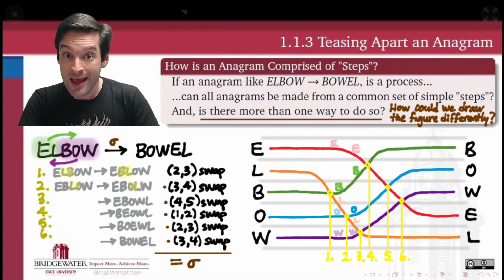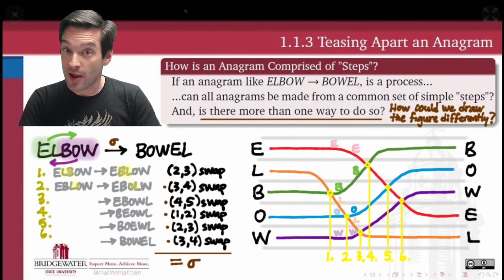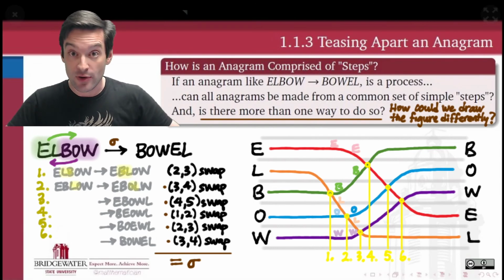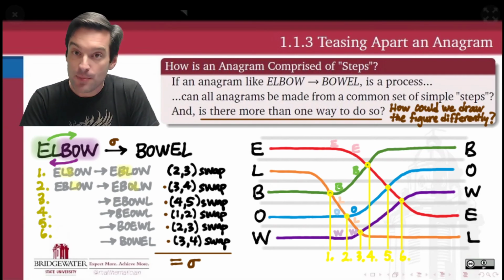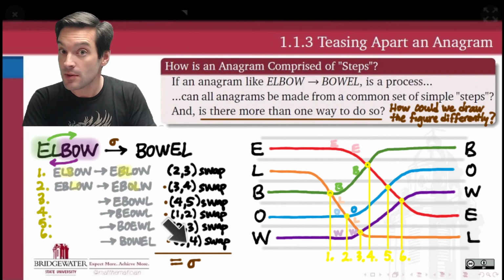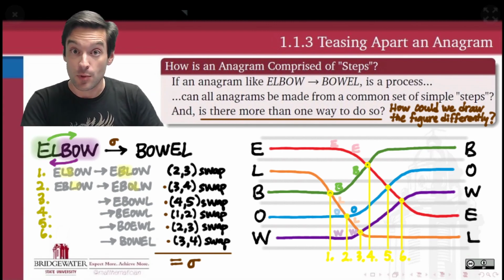And the biggest question of all is, can we do this process for absolutely any anagram that we want to? Right? Will any anagram yield to this same procedure of discovering a composition of adjacent transpositions which taken together form my complete anagram? Those are the questions that I want you to be thinking about as you work through this activity.